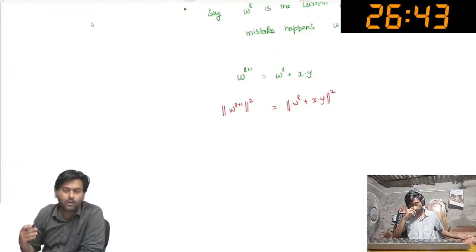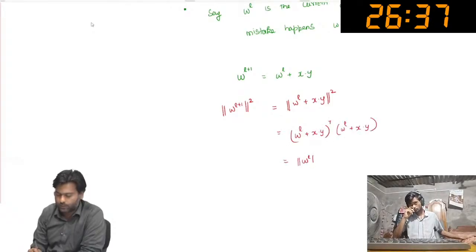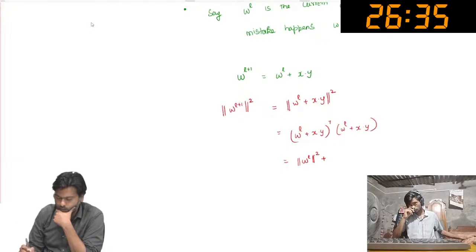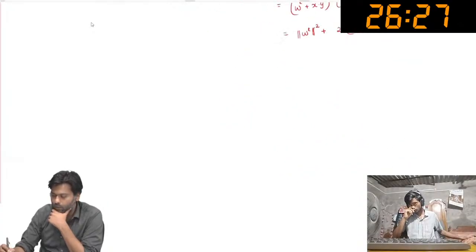But what is the length squared? This is the norm squared of a vector, which we know can be written as (w^l plus x into y) transpose (w^l plus x into y), which on expansion you will get 4 terms: the norm of w^l squared, plus 2 of the terms will be the same, which is 2 times w^l transpose x into y, plus x transpose x, which is norm x squared into y squared. This would be the expansion.